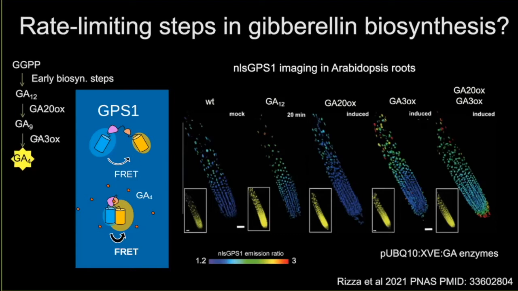But actually the later step, the GA3-ox catalyzed step, caused a massive difference in the elongation zone here when compared to the wild type. And in fact, if you overexpress both enzymes in an inducible manner, what you see is that you actually get accumulation here in the meristematic zone, indicating that in this region further up the root, GA3-ox is limiting of GA accumulation, whereas further down the root, it's GA20 and GA3-ox. And this tool set, where you can induce expression of enzymes, use mutants and add precursors, gives you a lot of power to really dissect biochemical pathways.